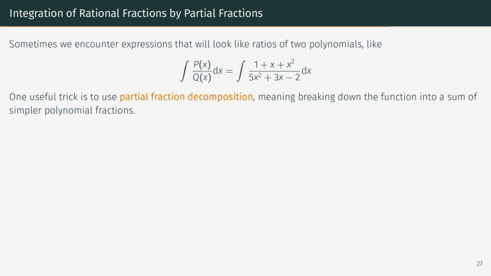Sometimes we encounter expressions that will look like ratios of two polynomials. One example is the integral of p of x over q of x dx, which, for example, equals the integral of 1 plus x squared divided by 5x squared plus 3x minus 2 dx.